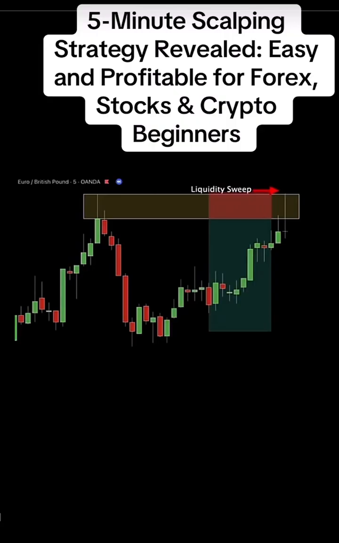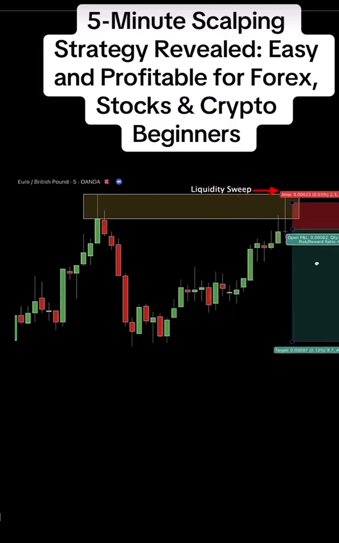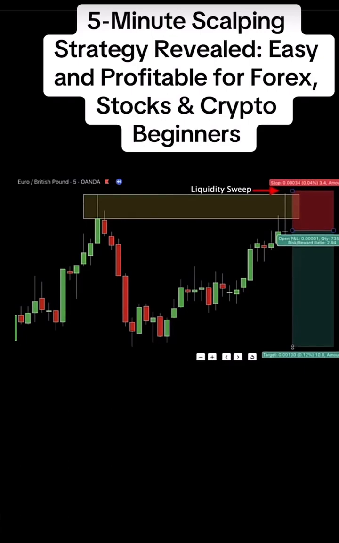The price briefly moves above the supply zone, sweeping liquidity and triggering retail stop losses. Right after, a doji-tailed bar forms, confirming the reversal. The doji's long upper tail shows that sellers stepped in, rejecting higher prices. This tells us smart money is absorbing buying pressure, preparing for a move down.